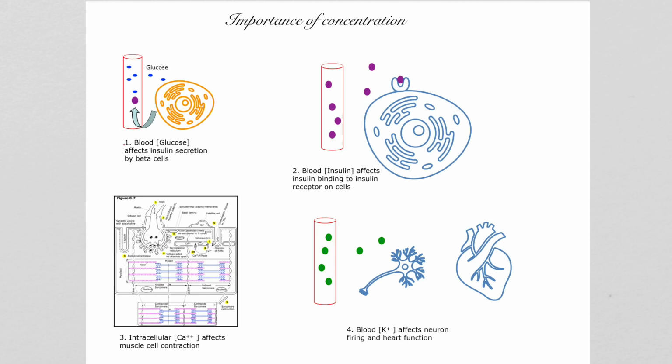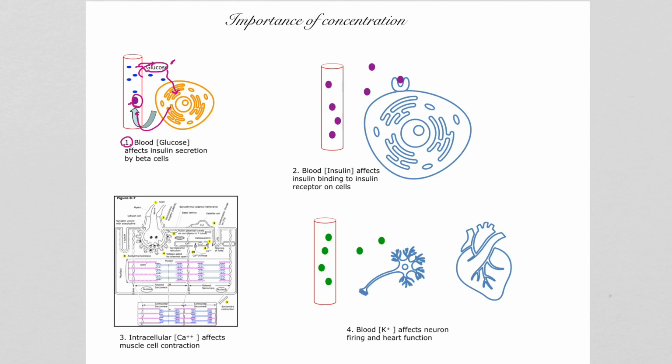In example 1, the concentration of glucose in the bloodstream determines how much glucose goes into the beta pancreatic cell, and how much insulin that cell secretes depends on the concentration of glucose in the bloodstream. So the amount of insulin secreted by the cell depends on the concentration of glucose in the bloodstream at the time when the cell is secreting. So this is an example of concentration.